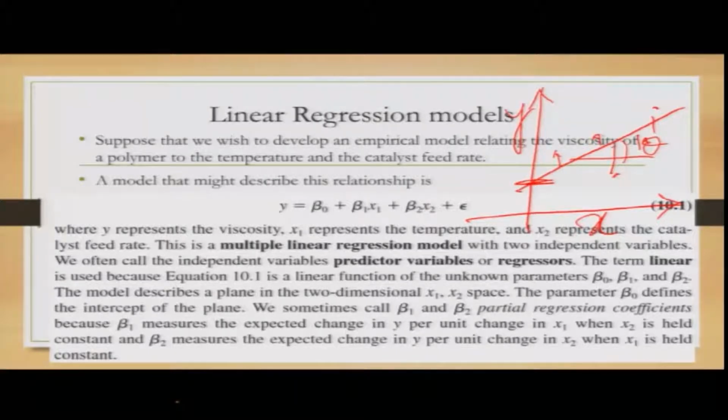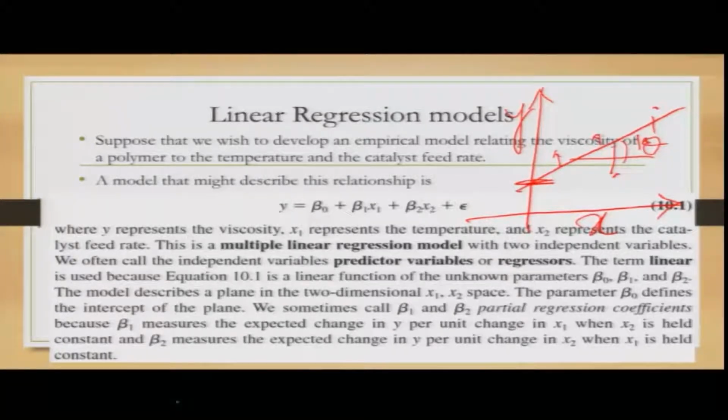The term linear is used because the equation which you have written is a linear function of the unknown parameters beta naught, beta 1, beta 2. The model describes a plane in 2 dimensions, as I just mentioned. In the x 1 x 2 space, the parameter beta naught defines the intercept of the plane onto the y axis.